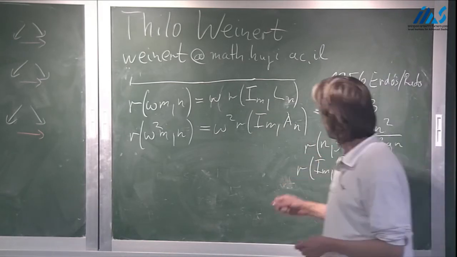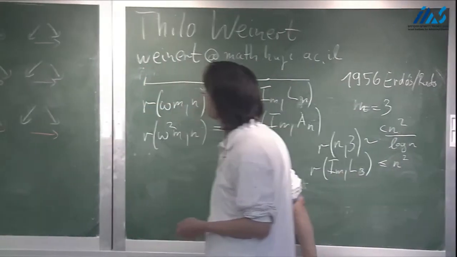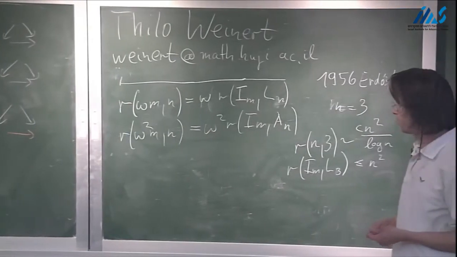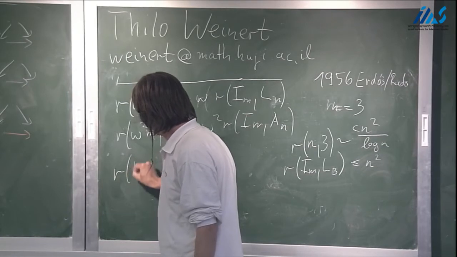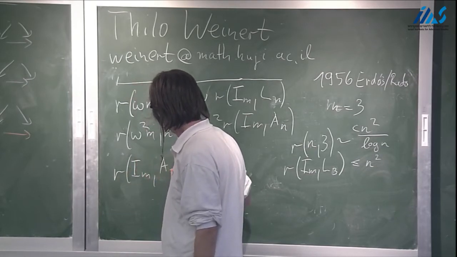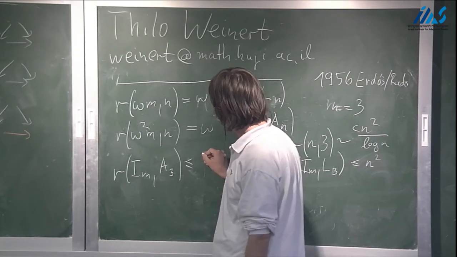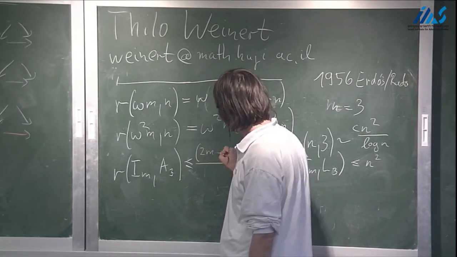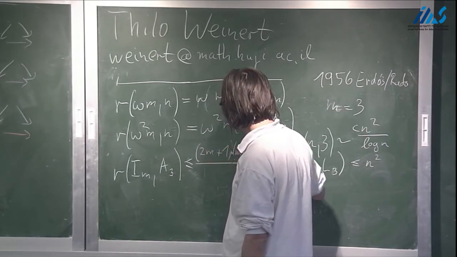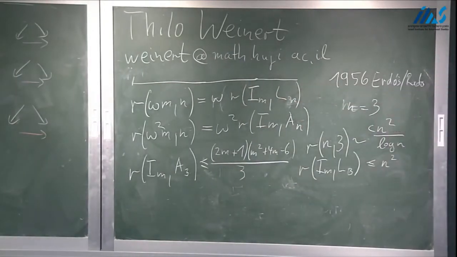And I also looked at upper bounds for this, but considering this finite description of the problem, and using a degree argument, the best I could prove is that R of Im, A3 is basically cubic. Let me see whether I can remember it. It's 2m plus 1, m squared plus 4m minus 6 over 3. Anyhow, something cubic. And I don't have better lower bounds.